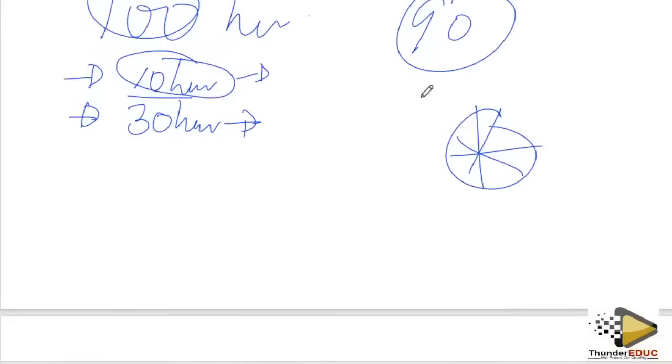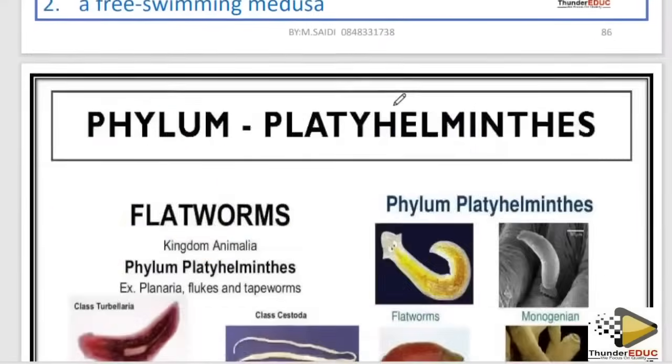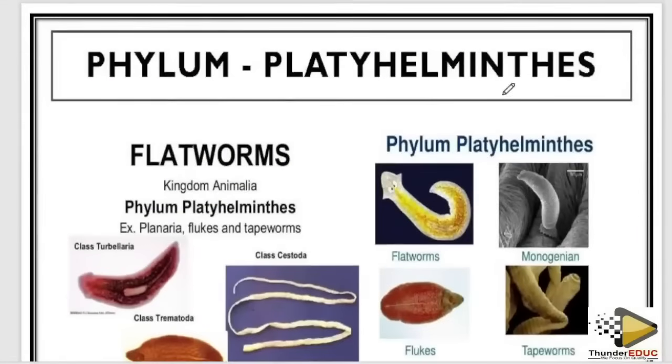But if you have something like this, for example, this side is not equal to this. This side is not, so we call it asymmetrical. So you don't need to even memorize that much. This one, platyhelminthes. These are the flat ones. Some of you have ever gone to the toilet and you find that long one. So we call it platyhelminthes. You people who are eating pork too much. Welcome to the platyhelminthes phylum.